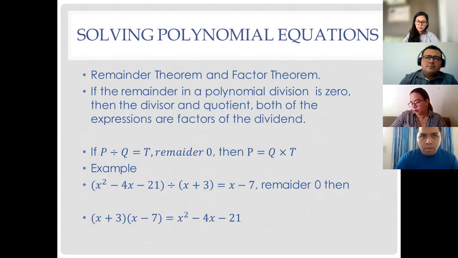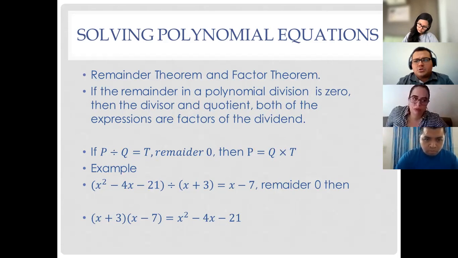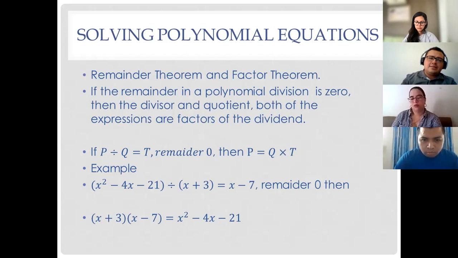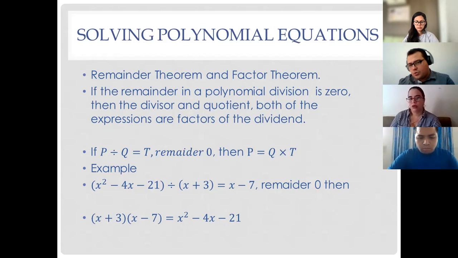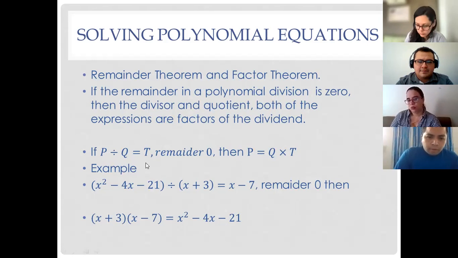Solving a polynomial. When you talk about polynomial equations, the factor and remainder theorems are interesting and useful. For example, the remainder theorem tells you that if the result of a division is 0, then the divisor and the quotient, both become factors of the expression that you were dividing. What is this in symbols? If you have P divided by Q equals a quotient, remainder 0, then P, which is your dividend, is equal to the product of the divisor and the quotient you get.